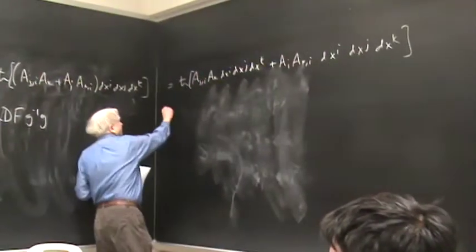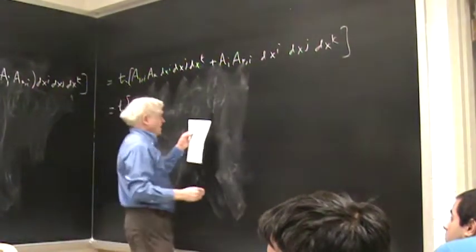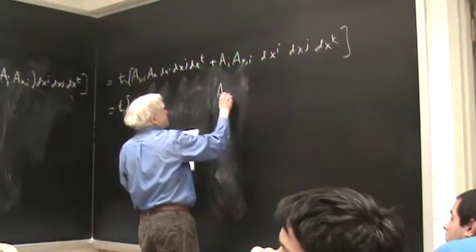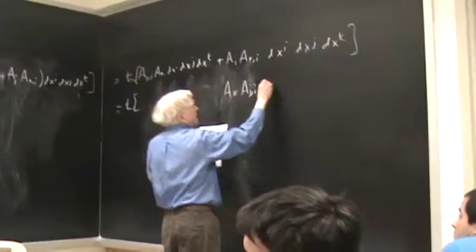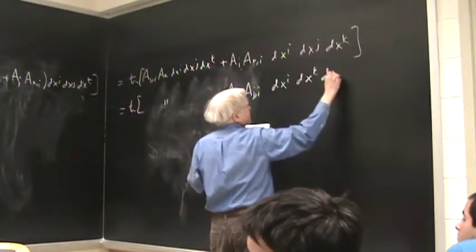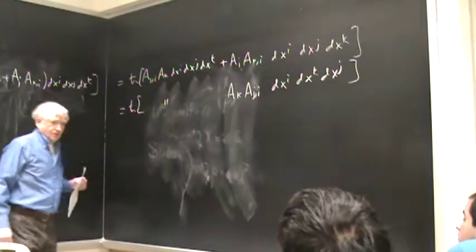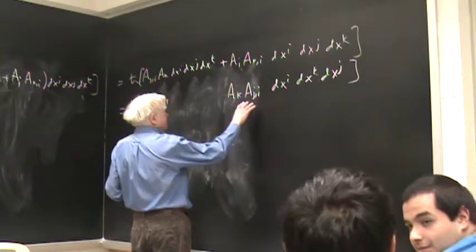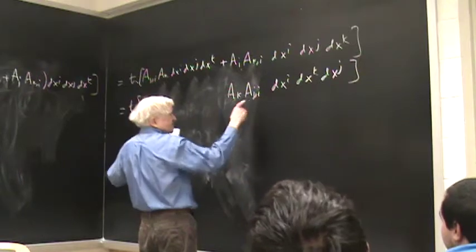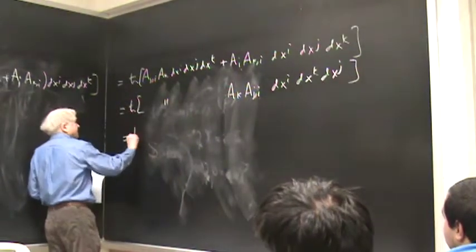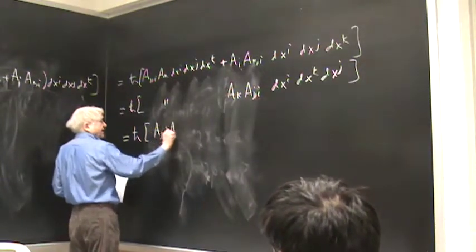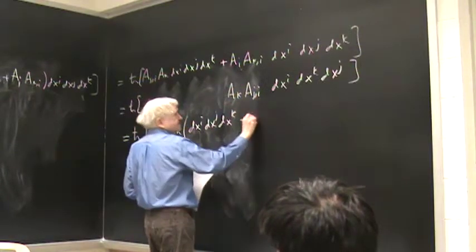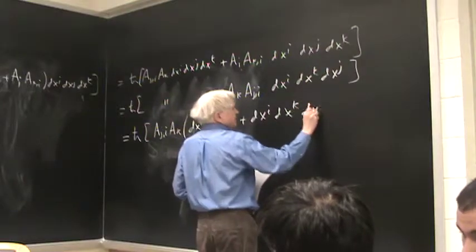Okay, now I'm going to write this as ditto, and then over here I'm going to interchange k and j. So this is going to be A_k A_{j,i} dx^i ∧ dx^k ∧ dx^j. These are dummy indices, so they don't care what we call them. The next thing, though, is we use the fact that the trace of A_k A_{j,i} is the same as the trace of A_{j,i} A_k. And so this is then the trace of A_{j,i} A_k times dx^i dx^j dx^k plus dx^i dx^k dx^j.